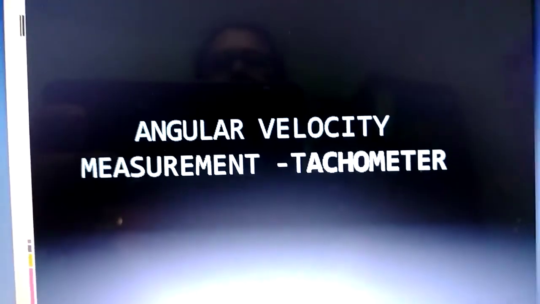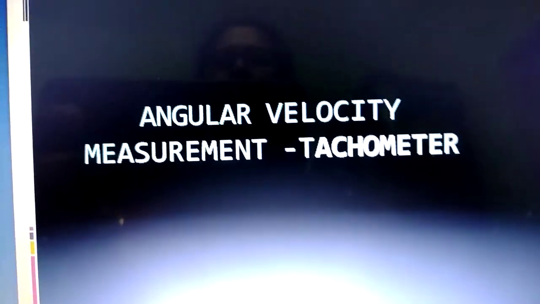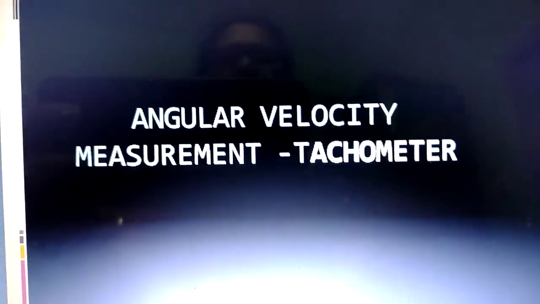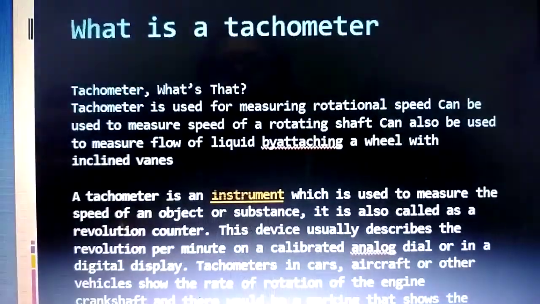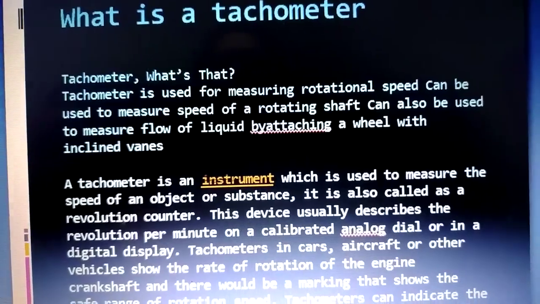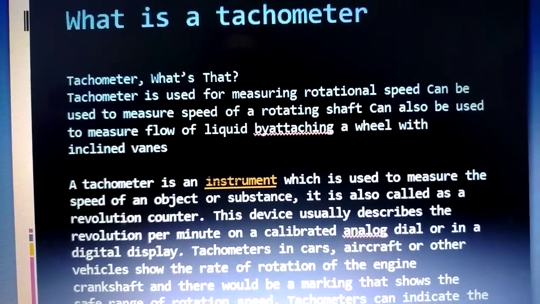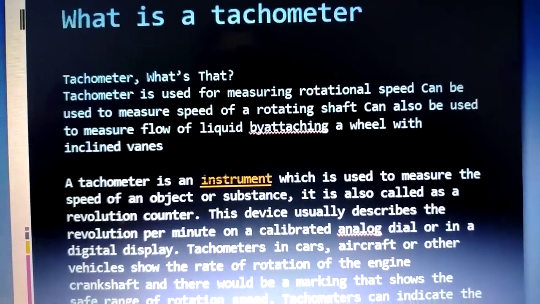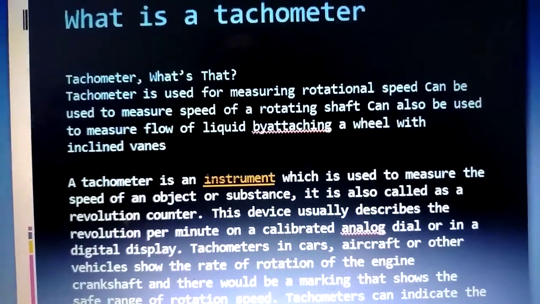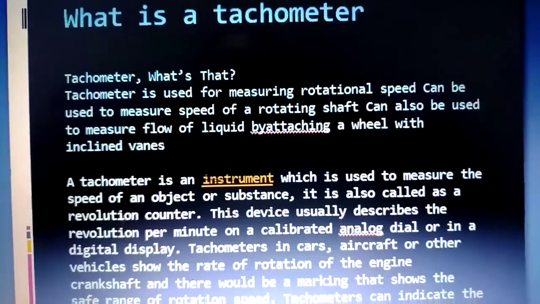So good morning. Today I am going to discuss angular velocity measurements. For measuring angular velocities we are using tachometers. What is a tachometer? A tachometer is used for measuring rotational speeds. It can be used to measure the speed of a rotating shaft, and can also be used to measure the flow of liquid by attaching a wheel with inclined vanes.